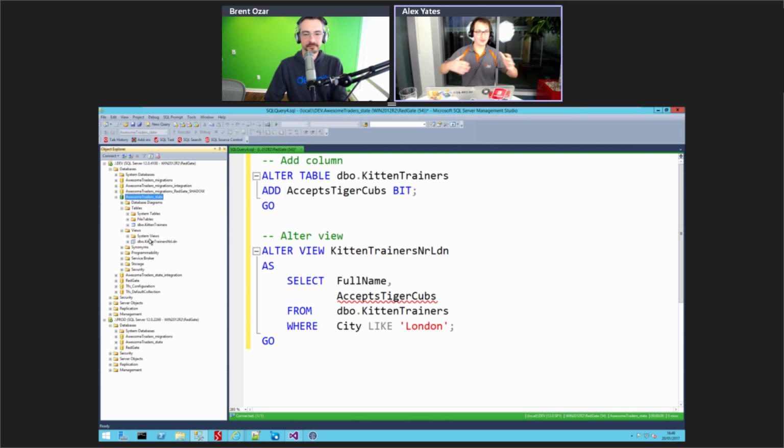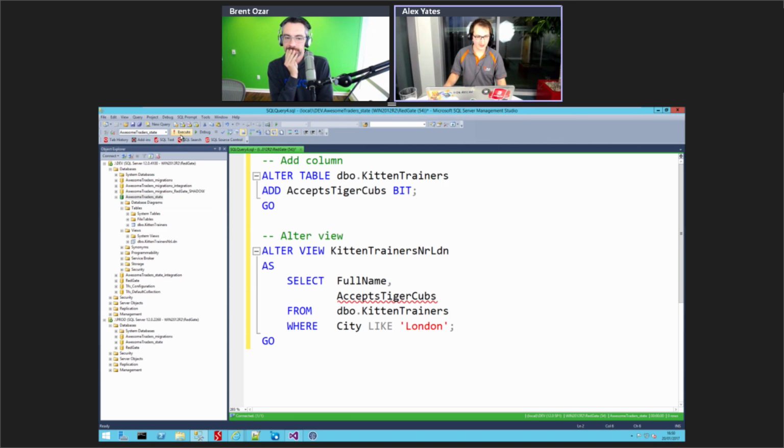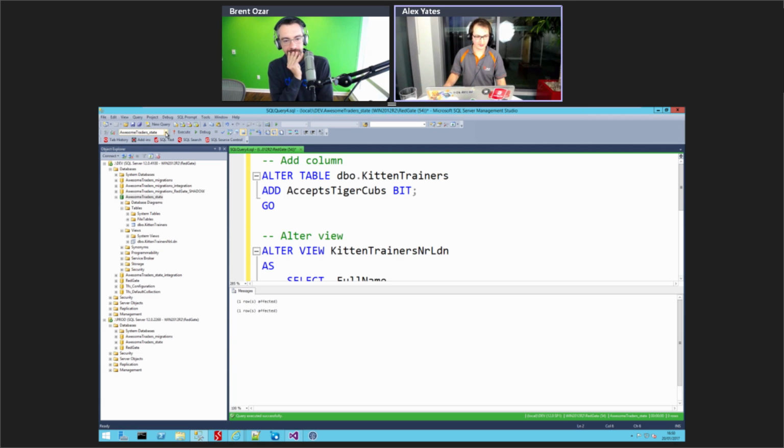I've tried to dumb down this demo to the very, very simplest database I can think of, with a table and a view, just to try and focus on the point of the demo. I've got a development database for the Awesome Traders state database. I've also got an Awesome Traders migration database, identical databases. I'm going to execute the same change against both databases. So I'm going to execute that against the state database. I'm also going to execute that against the migrations database.